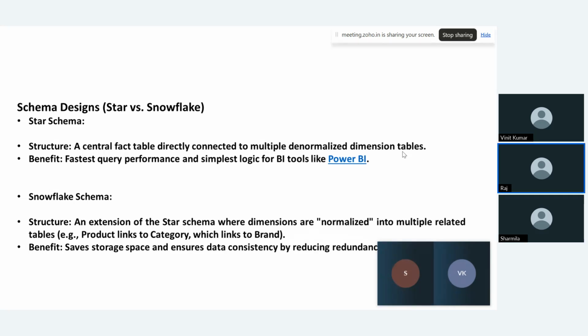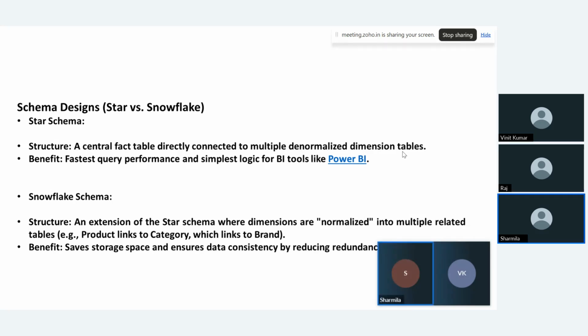This is an extension of star schema where dimensions are normalized into multiple related tables, and all those related tables are going to be normalized tables. Basically the schema becomes quite complex, but from the storage perspective it becomes optimized, because all the dimension tables in my snowflake become normalized tables.